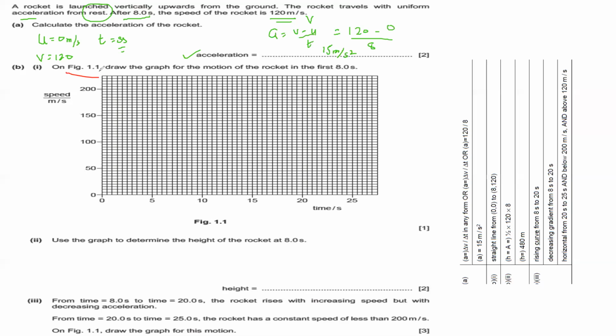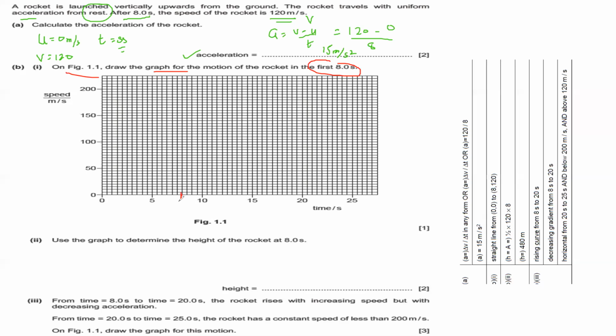On figure 1.1, draw a speed time graph for the motion of the rocket for the first 8 seconds. So how can we draw a speed time graph for the motion of the rocket for the first 8 seconds? First, it is moving with a constant acceleration, so it should be a straight line with a constant slope. And at 8 seconds, each two boxes represent 1. So this is 6, this is 7, and this is 8.